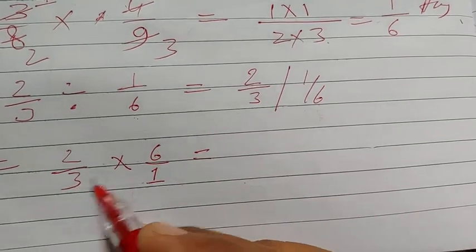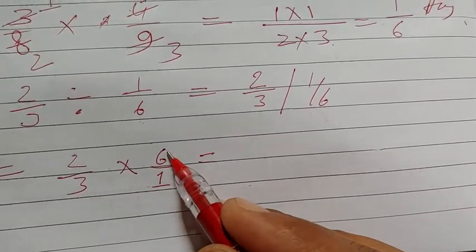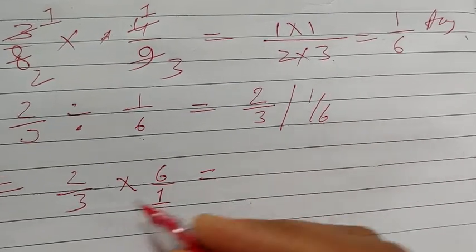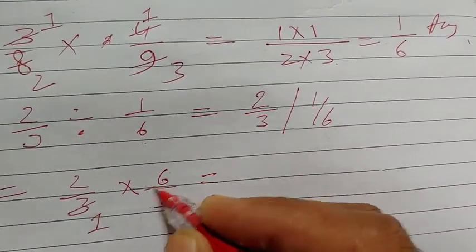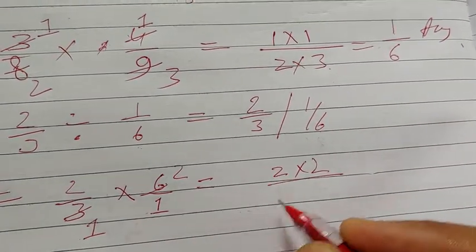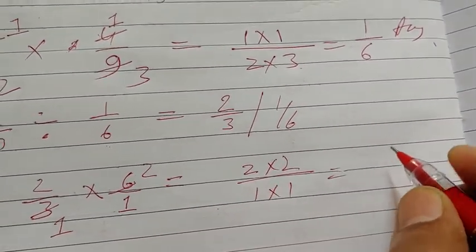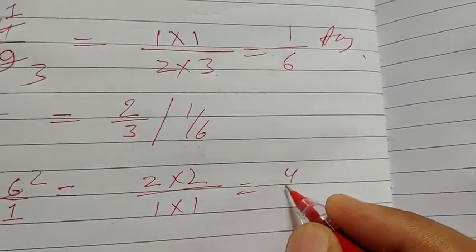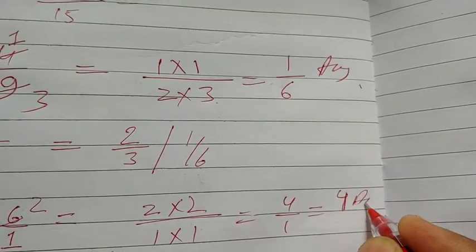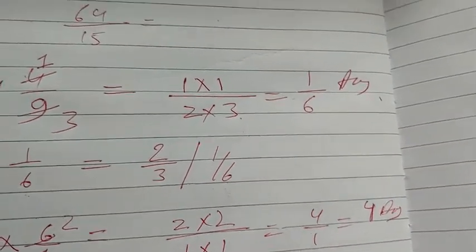Again we see that 6 is a multiple of 3, so that can be cancelled out. 3 ones are 3 and 3 twos are 6. This is 2 cross 2 upon 1 cross 1. So this is 4 upon 1, or simply 4. This is your answer, 4.